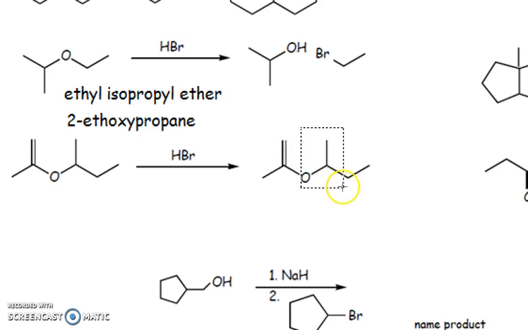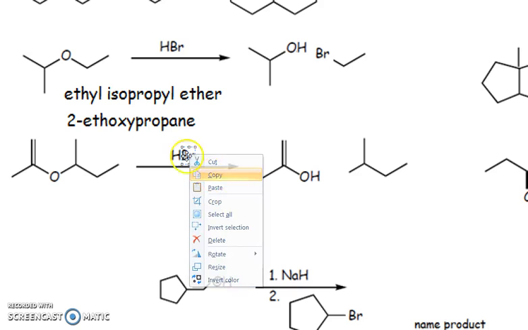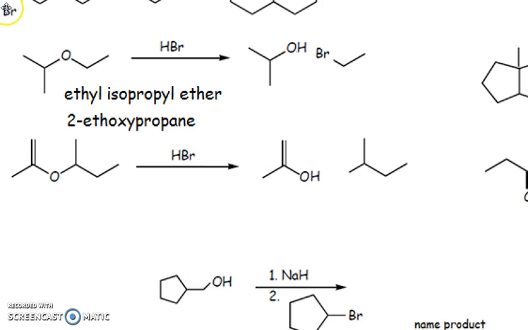So what must happen? The oxygen must remain attached to the vinyl. And when the oxygen is protonated, the alcohol remains on the vinyl carbon, and the bromine is able to do a slow SN2 on the secondary carbon.